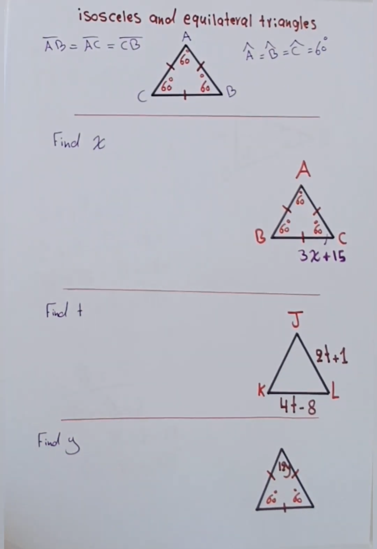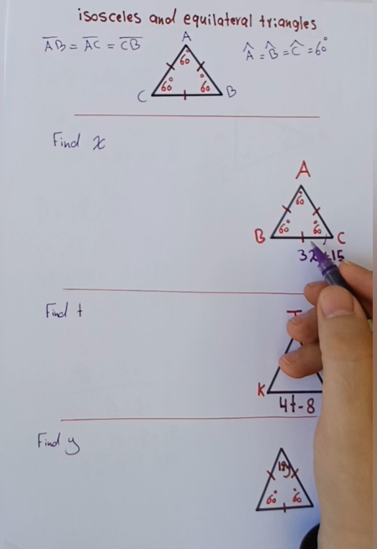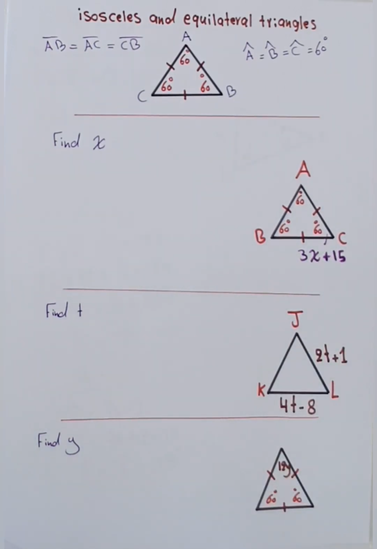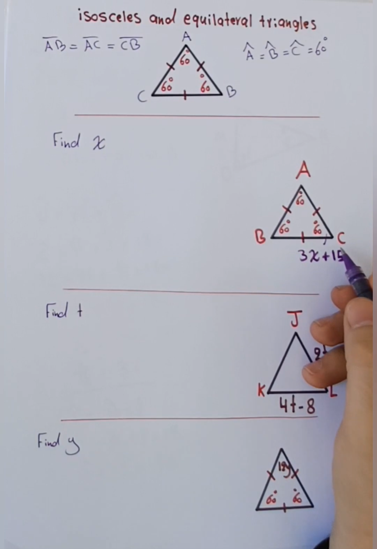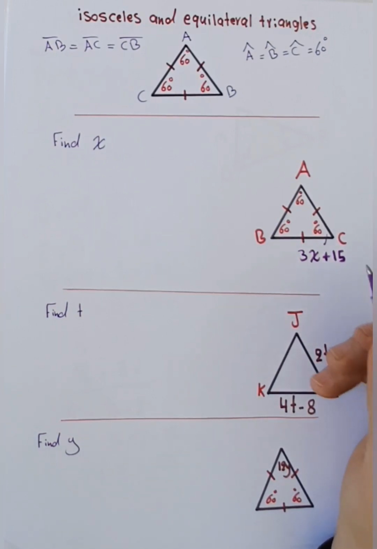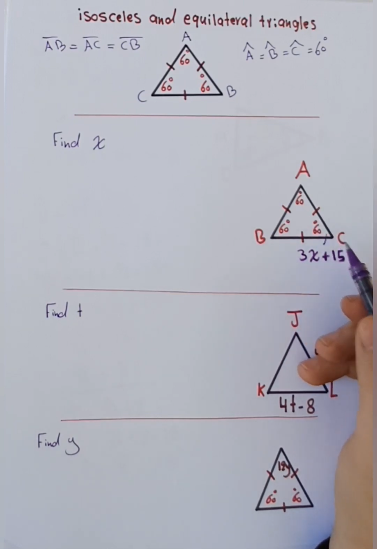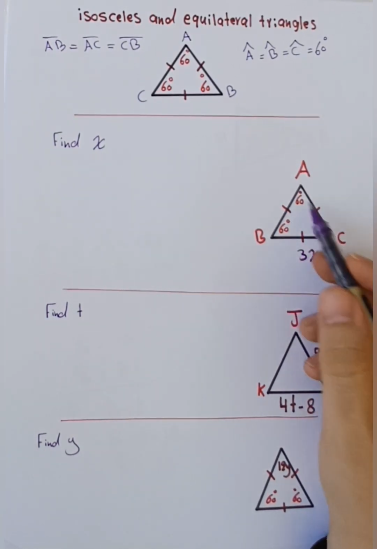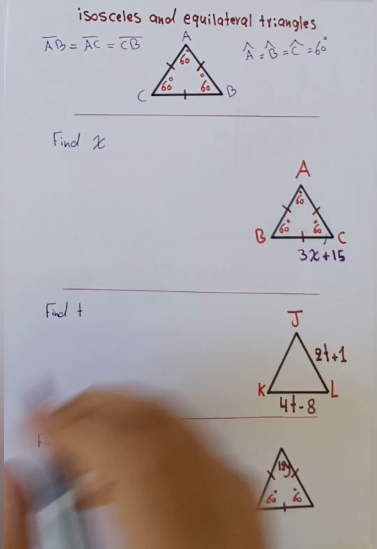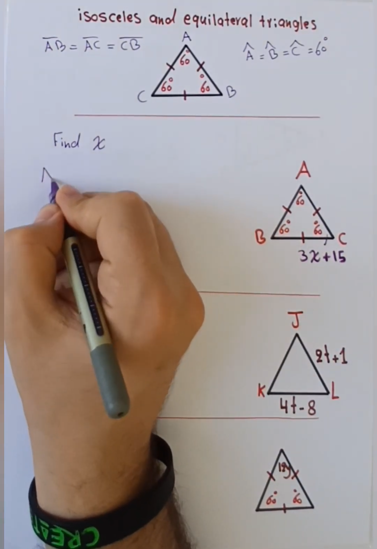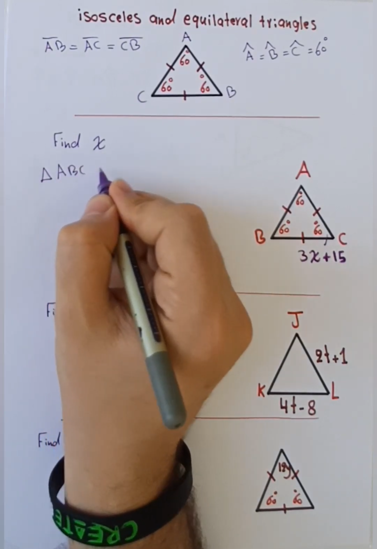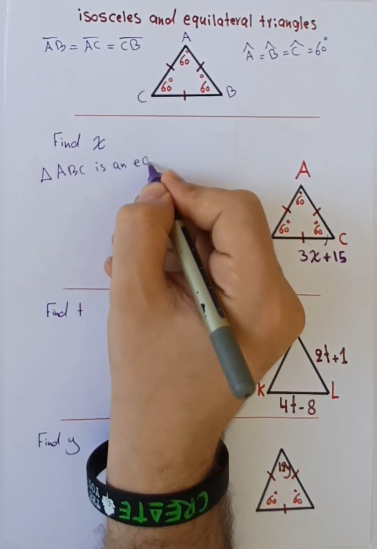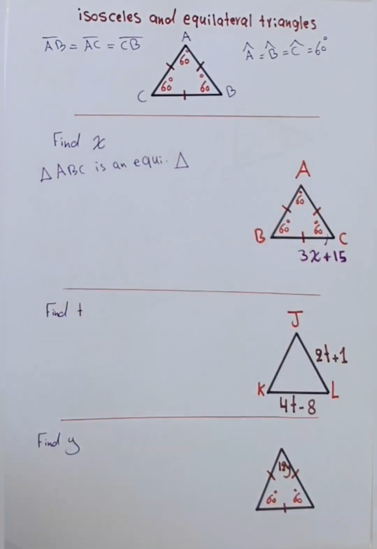After that, we have this example. We have this triangle, and we have to find the value of x. The measure of angle C is given by the expression 3x plus 15. And this triangle is an equilateral triangle because all sides are congruent. We have one line for all sides, so we can say triangle ABC is an equilateral triangle, and then we can say the angles are congruent.